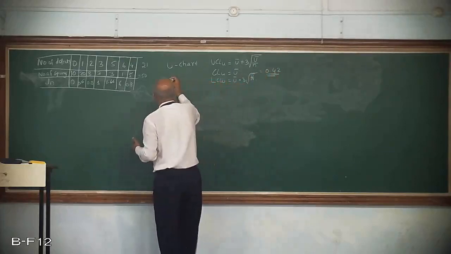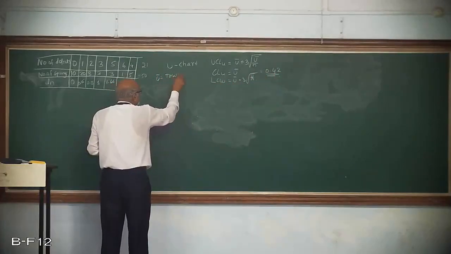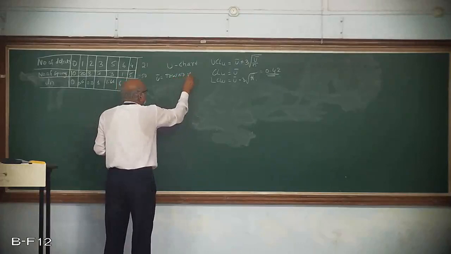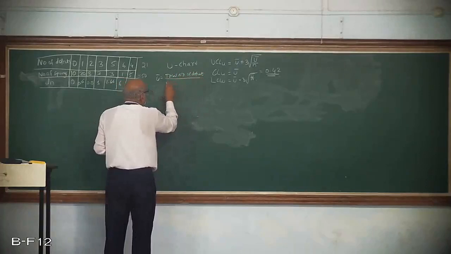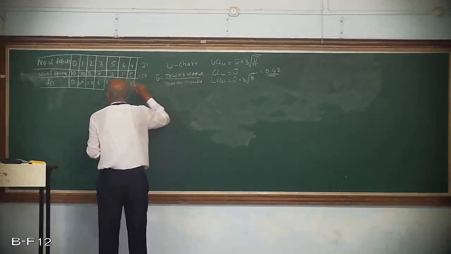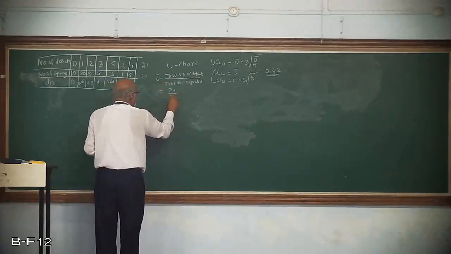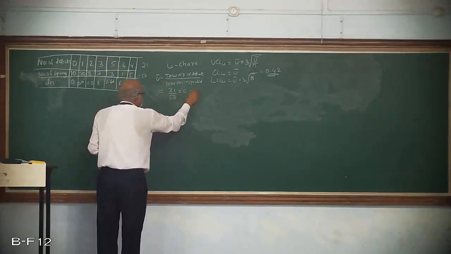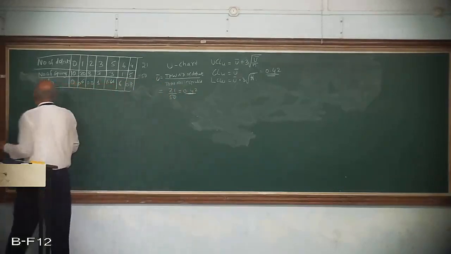So U bar value is, that means total number of defects divided by total numbers inspected. So this is what it gives. U bar, this is equal to 21 by 50, this is equal to 0.42. And individual dn values we have found out like this.